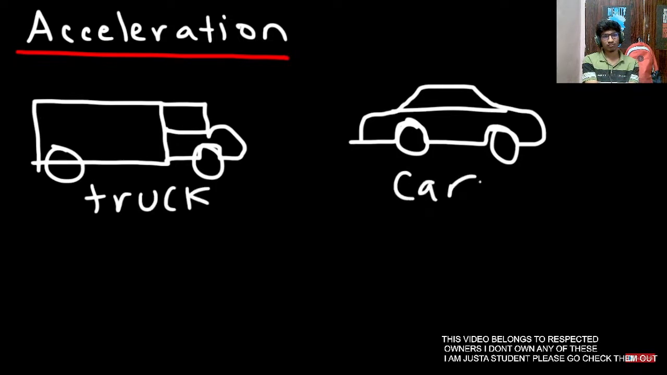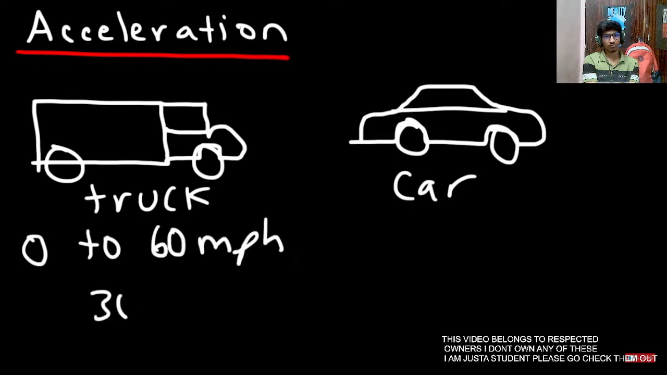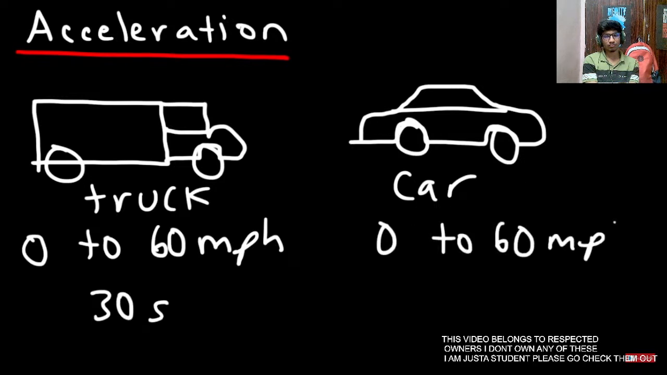So what is acceleration? Acceleration tells you how fast the speed is changing, or more technically, how fast the velocity is changing. So the truck can probably go from 0 to 60 miles in maybe, let's say, 30 seconds. A sports car can go from 0 to 60 in a shorter period of time, let's say in 5 seconds. So because the sports car can get to a certain speed faster than a truck, it has a greater acceleration. And so acceleration tells you how fast the velocity is changing.